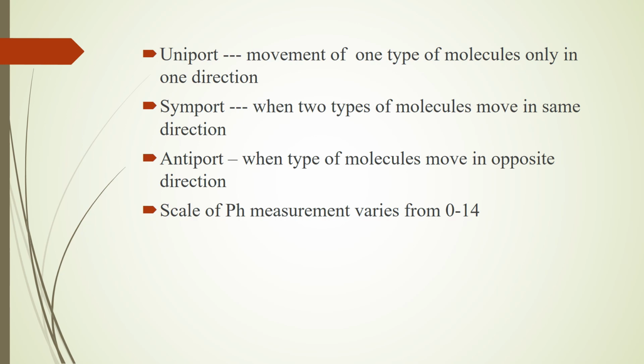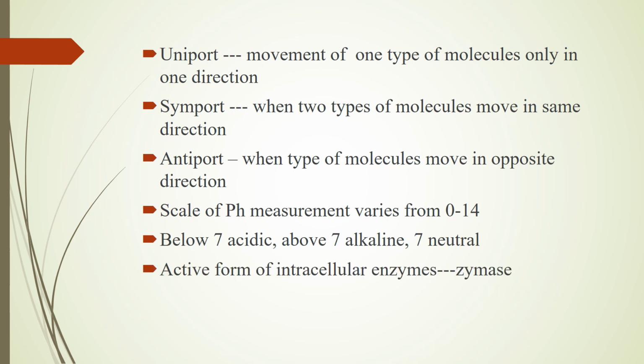The scale of pH measurement varies from 0 to 14. Below 7 it is acidic, above 7 it is alkaline, and 7 is neutral. The active form of intracellular enzymes is enzyme, and the inactive form is known as a proenzyme or zymogen.